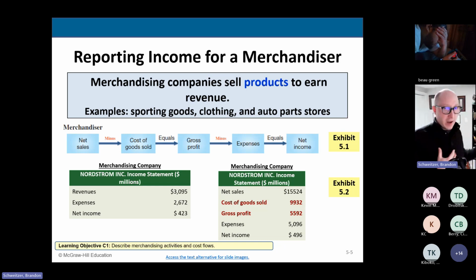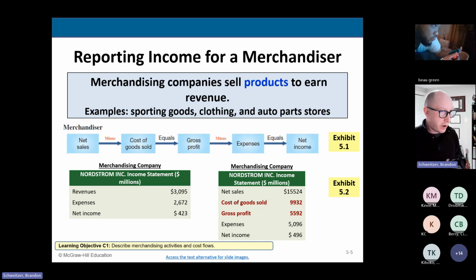So yeah, it's the cost of actually acquiring the product. So we have sales minus cost of goods sold equals gross profit. Gross profit is what the company earned after cost of goods sold. So sales minus cost of goods sold, we call that gross profit. It's gross because it's before the expenses. So sales minus cost of goods sold equals gross profit, minus all of the expenses equals net income, right? So this is the typical format of an income statement for a retailer.